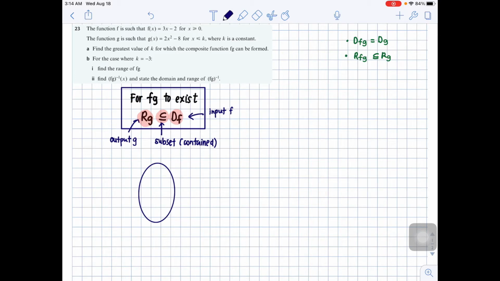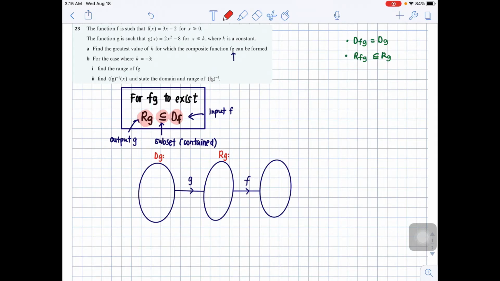I'm going to draw a few ovals for you here. Now look at your composite function. What is the first function that you're going to input? It's the g. You always start from the backward, and then the next one is the f. So the idea is like this. What will you put as a domain and what will come out? So let's inspect this first.